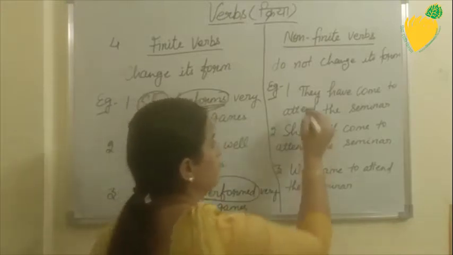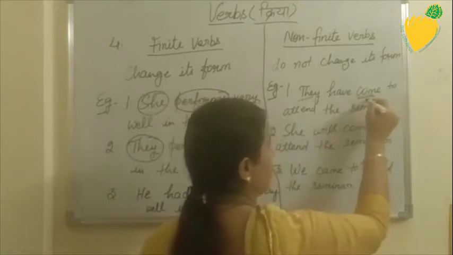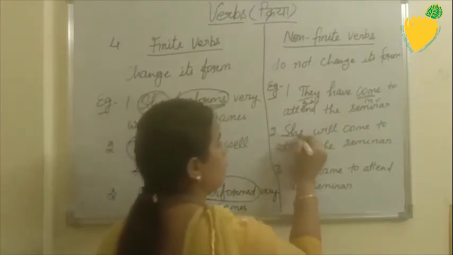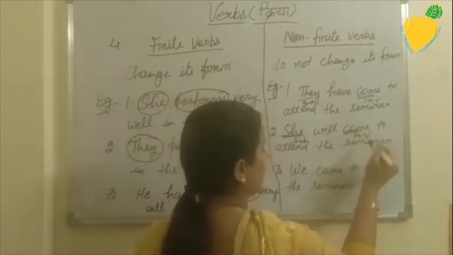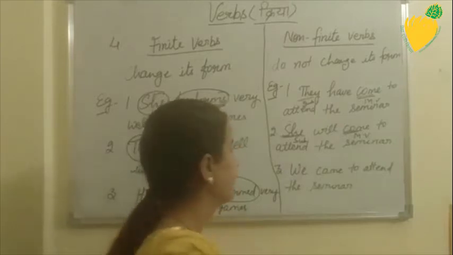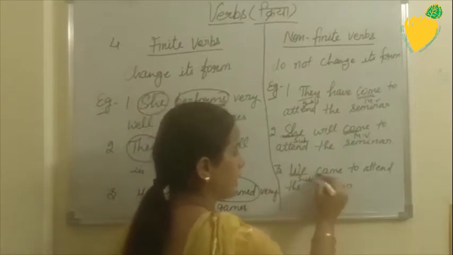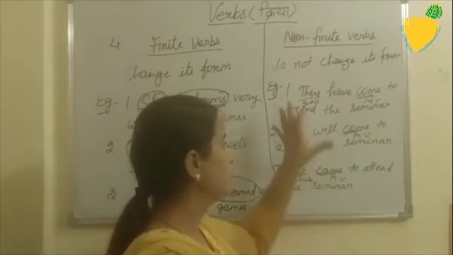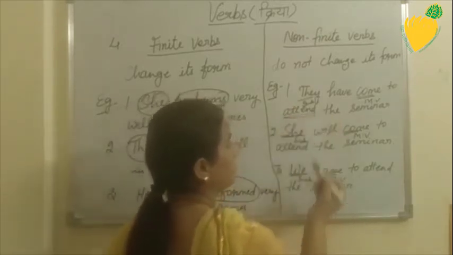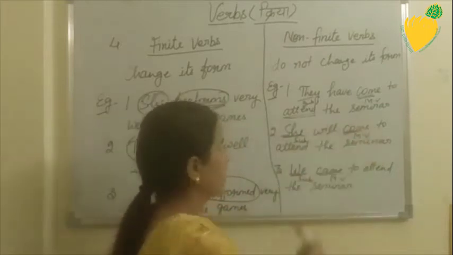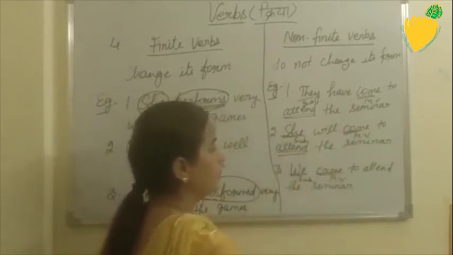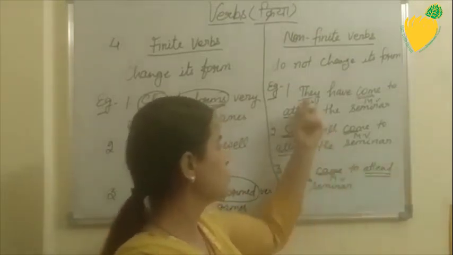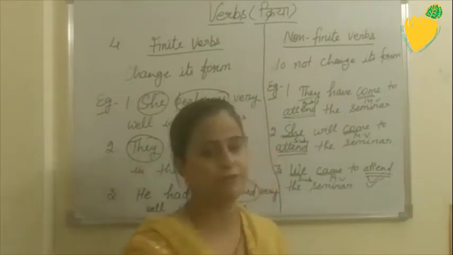Students, in example number 1, they is the subject, come is the main verb, and it is a present perfect tense sentence. Example number 2, she is the subject, come is the main verb, and it is a sentence of future indefinite tense. Next, we is the subject, came is the main verb, and it is a sentence of past indefinite tense. Now in these examples, if you observe this verb attend, in example number 1, the verb is attend. In example number 2, the verb is attend. In example number 3, the verb is attend. In all these examples, this verb attend is not changing its form according to the subject or tense. So this verb attend is a non-finite verb.